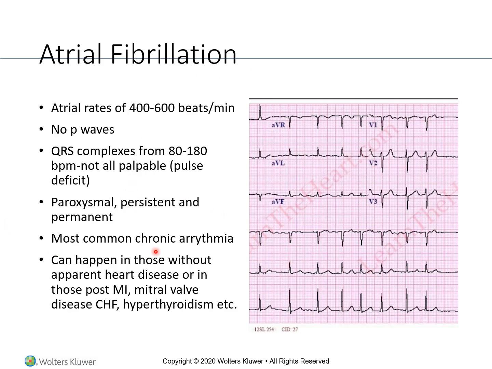Again, this is the most common chronic arrhythmia that we see in patients. It can happen in those without any apparent heart disease or in patients post-MI. It's pretty common in mitral valve disease because of the location of the mitral valve in the left atrium. It also happens frequently in patients with CHF, hyperthyroidism. There are a lot of other causes of it too. So lots of causes means very common condition.